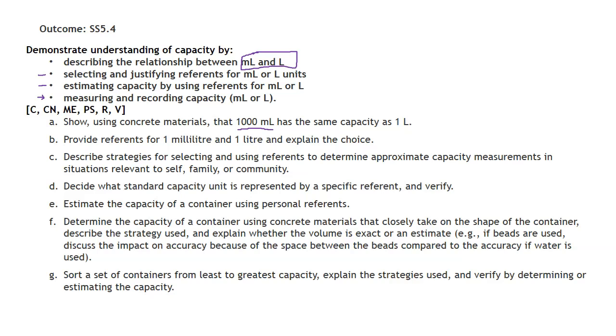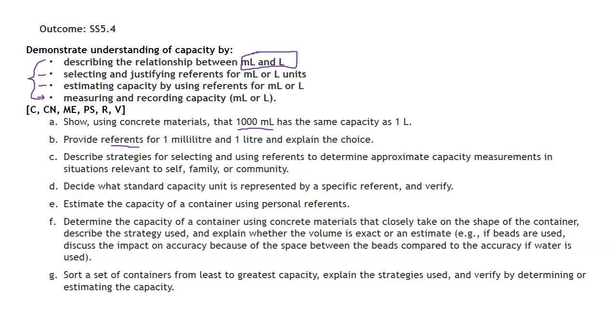So the indicators down here basically say the same thing as what was up here in this outcome. So knowing that there's 1,000 milliliters in a liter, knowing what a referent for a milliliter looks like or a referent for a liter looks like, using strategies to select a referent and then approximately measure something that's relevant to yourself or your family, and deciding what standard capacity is represented by your referent. So if you pick an eyedropper, you need to know that that's about 5 milliliters, and then you could measure something with an eyedropper.